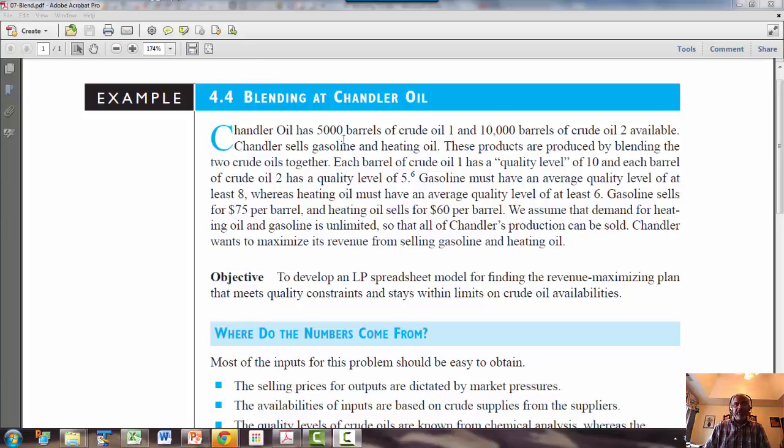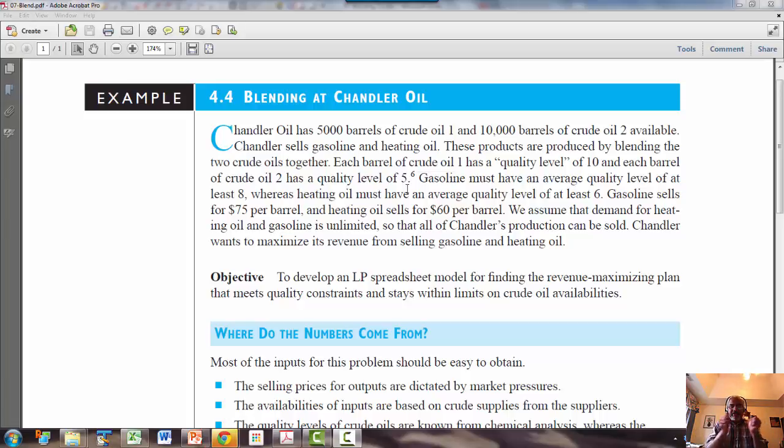Here we have an oil company that has 5,000 barrels of crude oil 1 and 10,000 barrels of crude oil 2. So there are two inputs coming in. Now we want to mix these two crude oils to produce two different products. Each barrel of crude oil coming in has some quality level points based on the quality of the crude. For crude oil 1, each barrel's quality level is 10, and for crude oil 2 the quality level is 5.